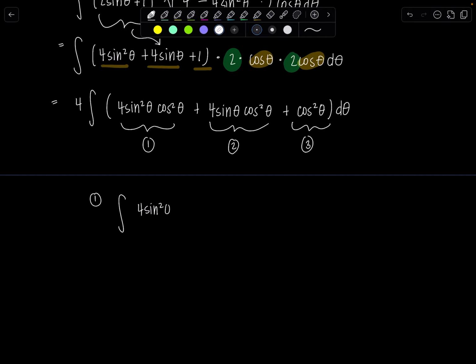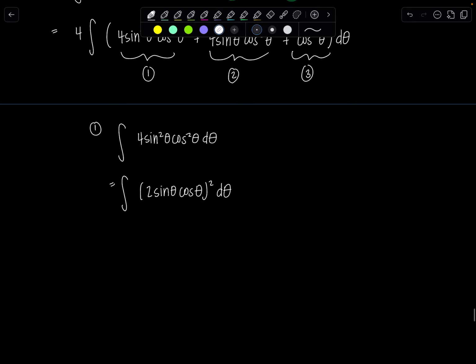4 sine squared theta cosine squared theta. We need to add a d theta. So hopefully you recognize this pattern before. It should remind you of our double angle identity for sine. So I'm going to rewrite this first as the quantity 2 sine theta cosine theta all squared d theta. Do you see that? And then all of this on the inside is sine 2 theta, and then I have that squared. Oh, but that's fine.